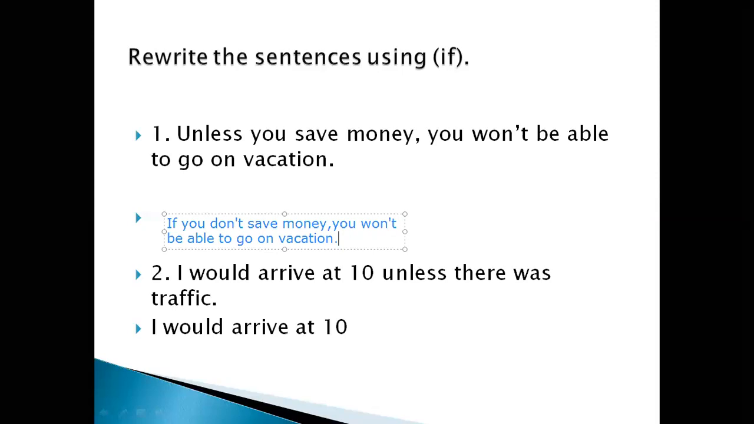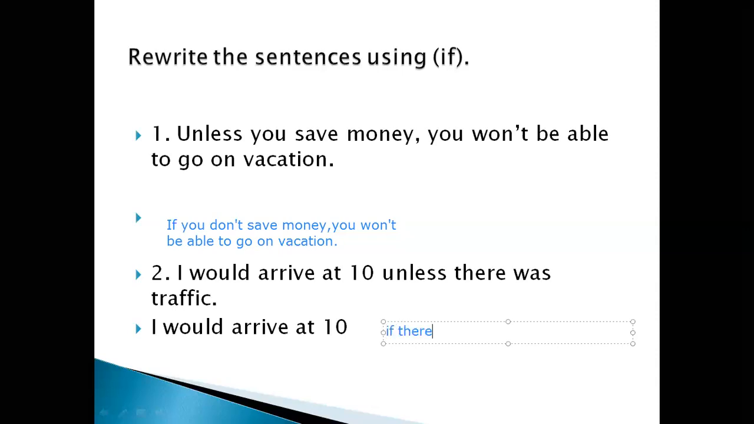Let's do number two. I would arrive at 10 unless there was traffic. So the conditional part is unless there was traffic. How do we change it? We will say, I would arrive at 10 if, and we need the negative form. Where do we use it? We will use it with the verb to be, for sure, which is was. If there wasn't traffic.